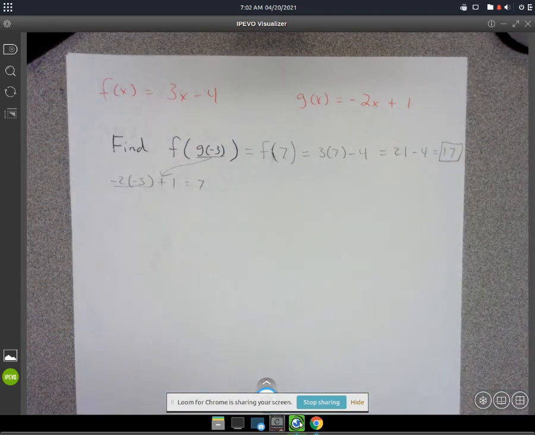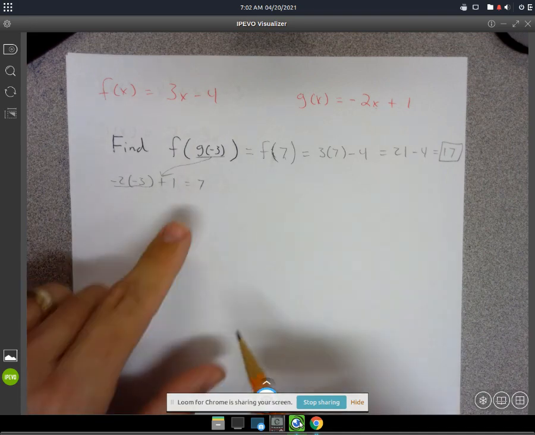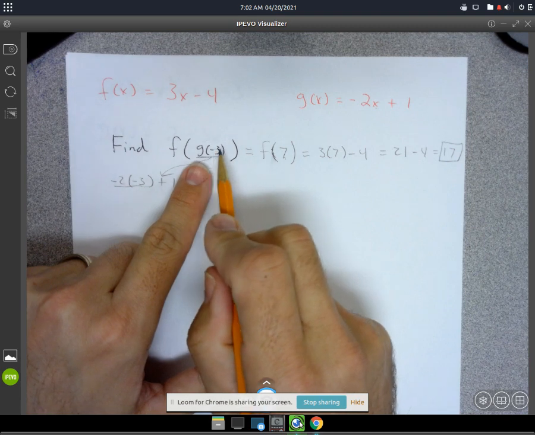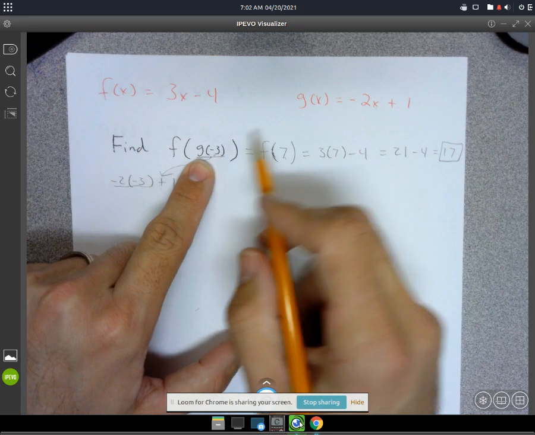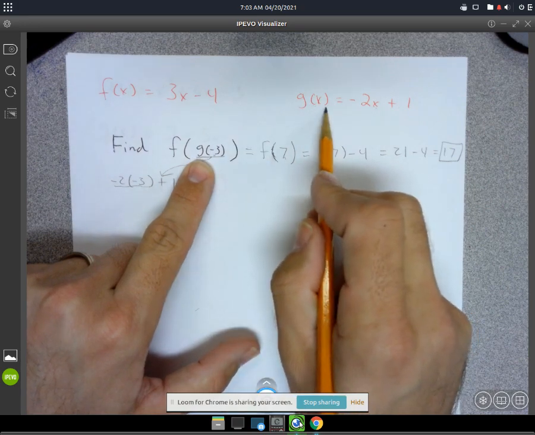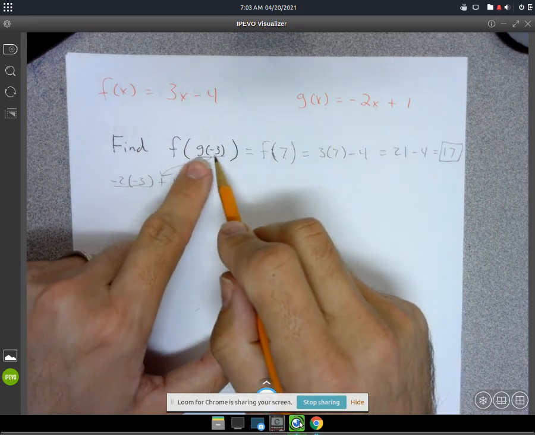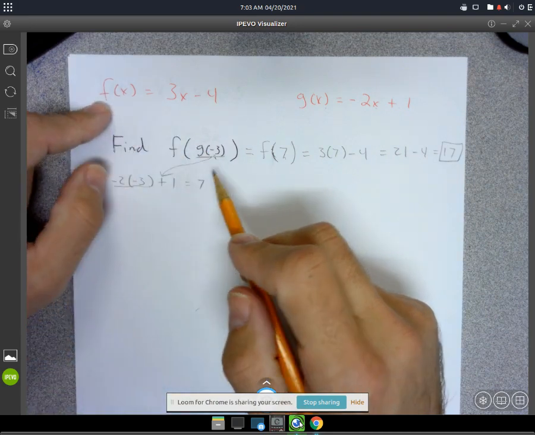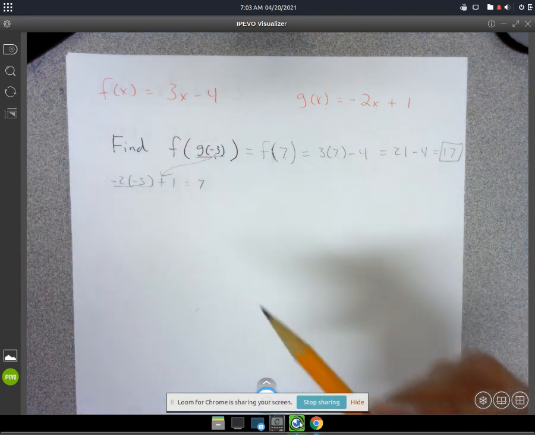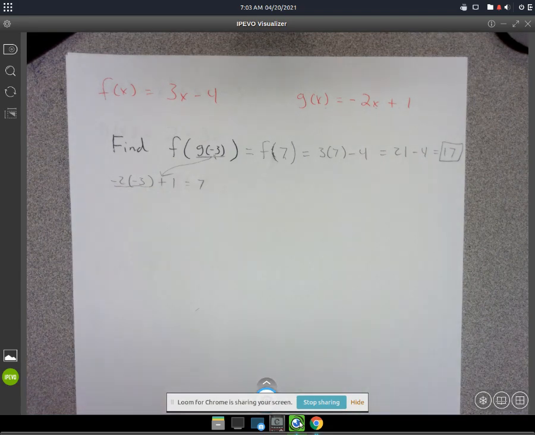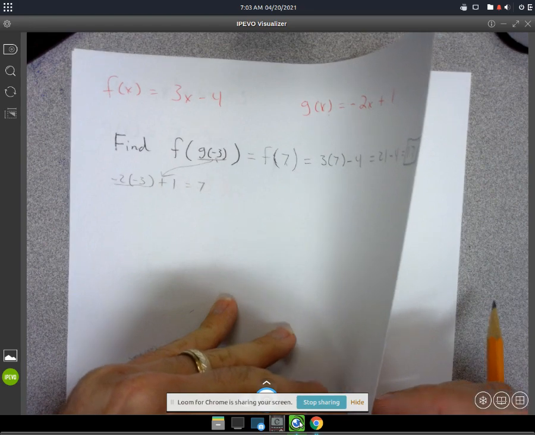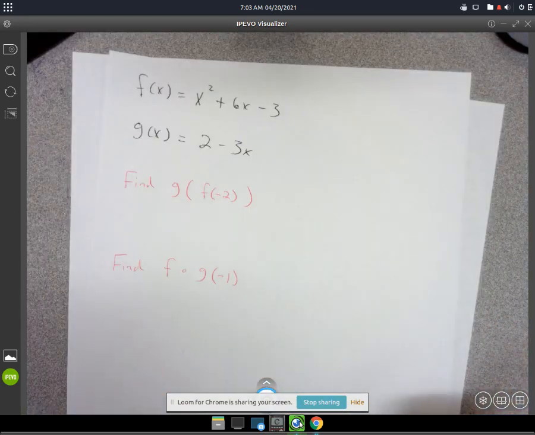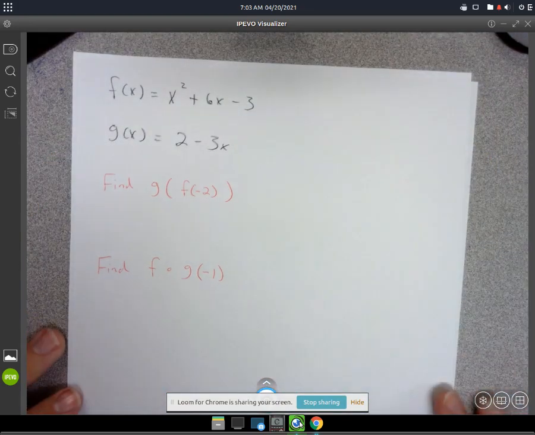All right, that's evaluating the composition of two functions. What happened was that the output of g of negative 3, or I should say the output of g of x, which was 7, became the input of f of x. That's what's going on. The output of one function has become the input of another function. That's like the theory behind what's going on. I'll do another one here.